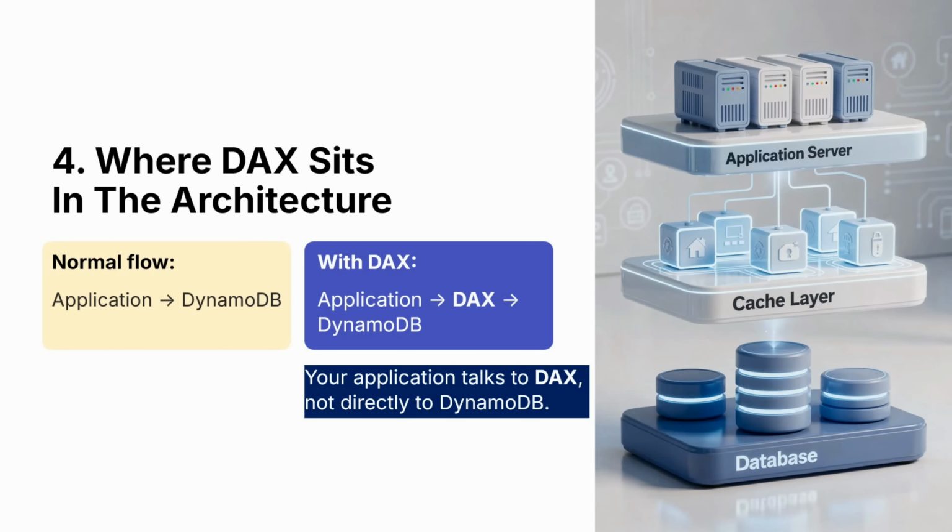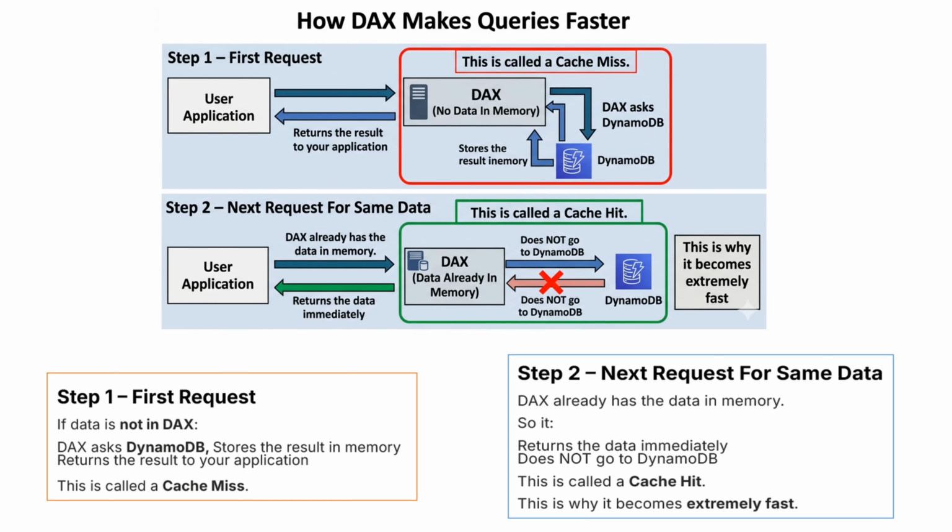Now we will see where DAX sits in this architecture. In the normal flow, the application directly talks to DynamoDB. With DAX, your application talks to DAX, not directly to DynamoDB. Now we will see how DAX makes queries faster.